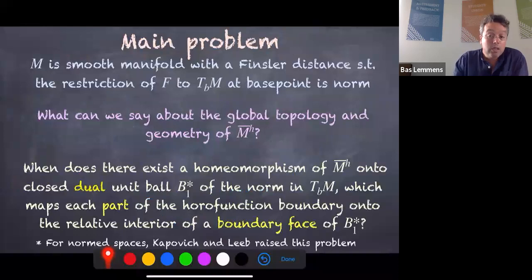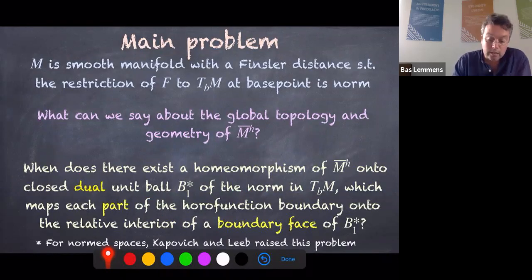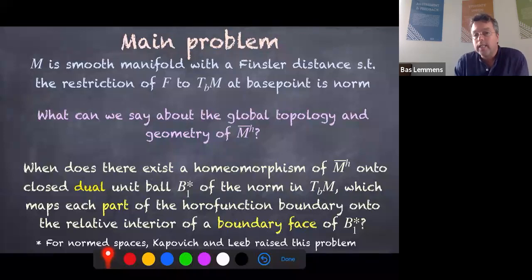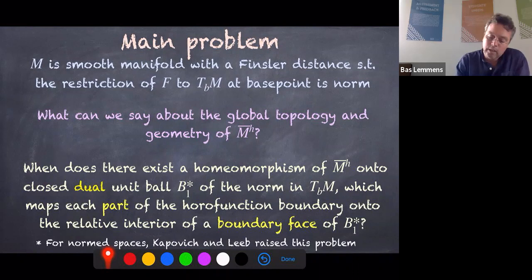So what do I want to do? Well, I want to look at smooth manifolds with a Finsler distance such that the restriction of our infinitesimal form at the tangent space at the base point is in fact a norm. And I want to ask myself, what can I say now about the global topology and the geometry of the horofunction compactification, with that result in mind from the Riemannian case?